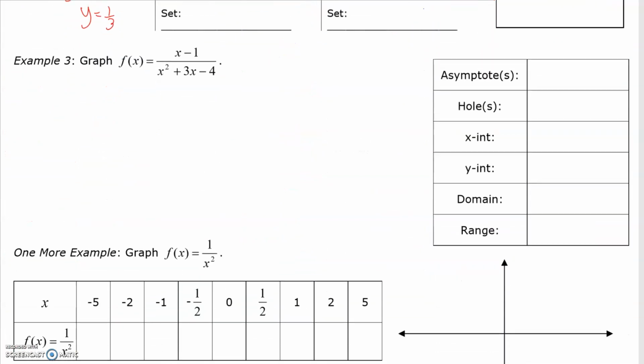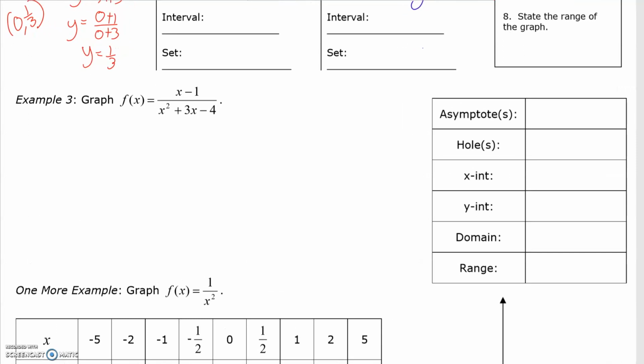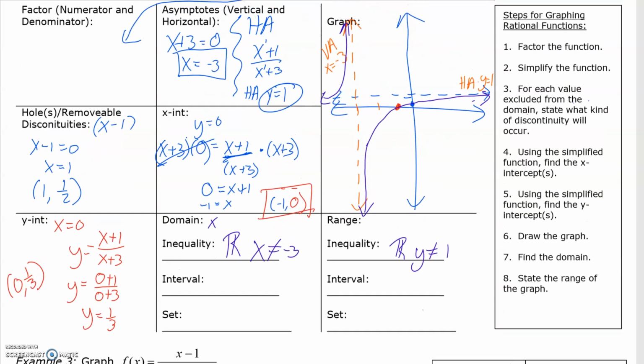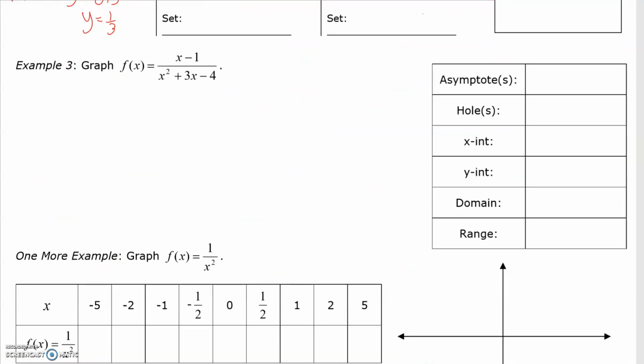Alright, let's go ahead and take a look at example 3. With example 3, we have to find a few different things: asymptotes, holes, x-intercepts, y-intercepts, domain, and range. The first step is to factor the function. In the numerator there's nothing to factor, so I'm just going to bring that over. In the denominator, I can factor using the AC method. What factors of -4 add up to give me 3? That's +4 and -1. Adding those together gives +3.